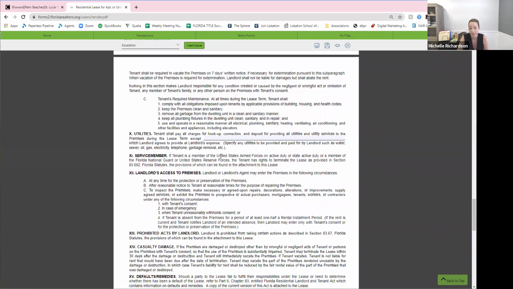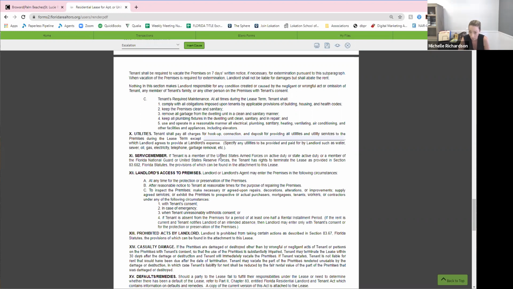We all live here in the state of Florida, and we realize that termites, pest control is a thing here. So it says here that tenants should be required to vacate the premises on 7 days written notice if necessary for extermination pursuant to this subparagraph. When vacation of the premises is required for extermination, landlord shall not be liable for damages, but shall abate the rent.